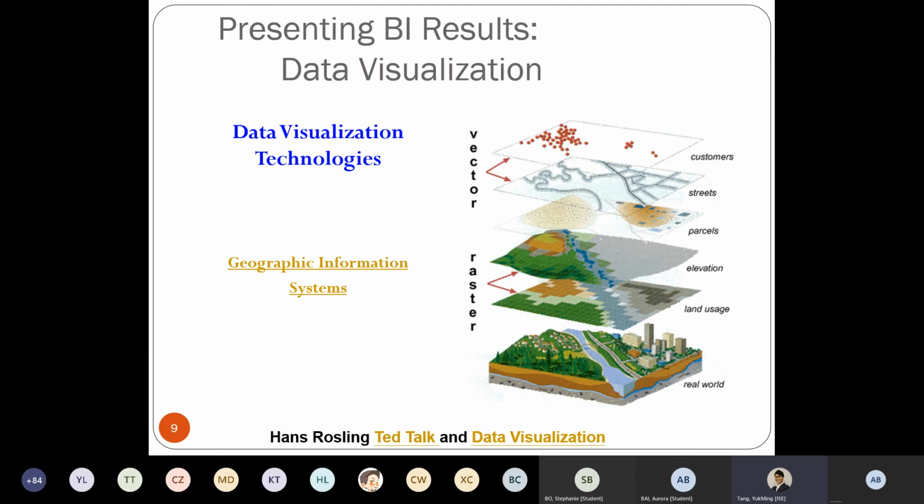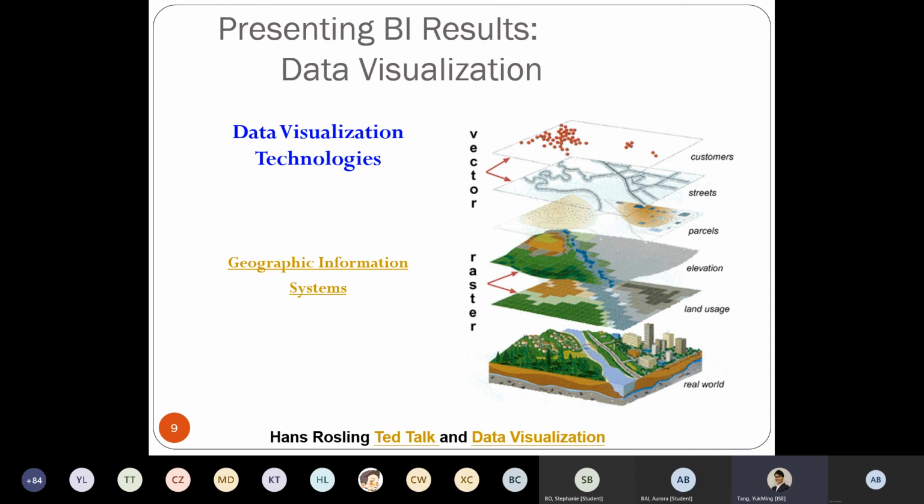For example, when you look at these figures, you see that if we want to present the real world, you can see that on the lower pictures. So you present the real world by using the lower picture, but different people may like to have different presentations.